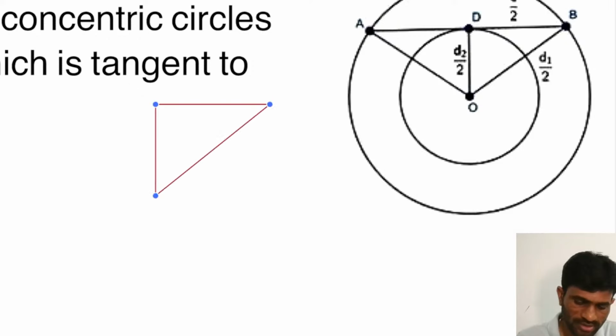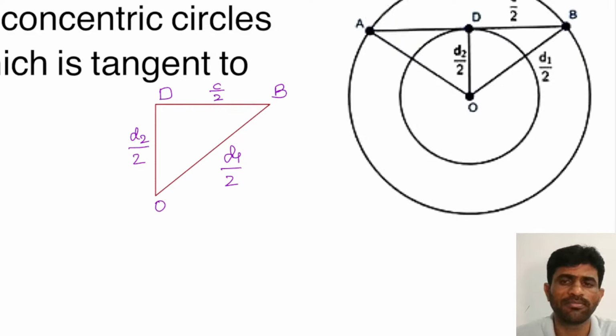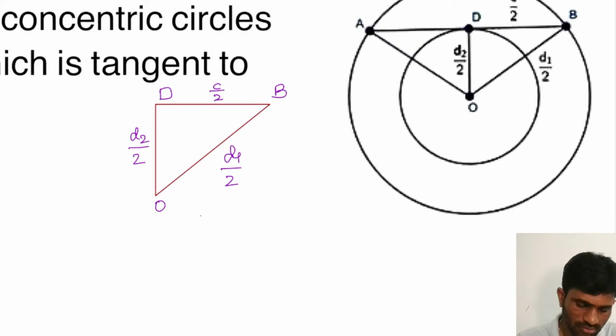So here this is B, D, O, and this is C by 2, this is D2 by 2, this is D1 by 2. Do you remember Pythagoras theorem? According to Pythagoras theorem, what can we write here? Which is the hypotenuse? We know OB square. We can write OB square is equal to OD square plus BD square.